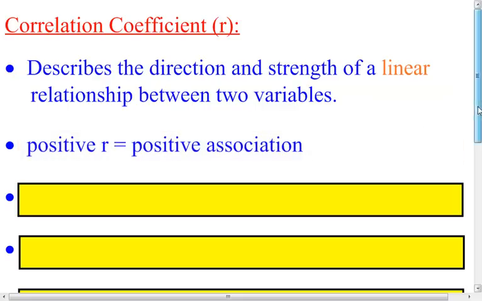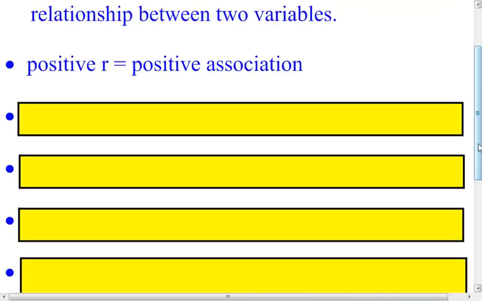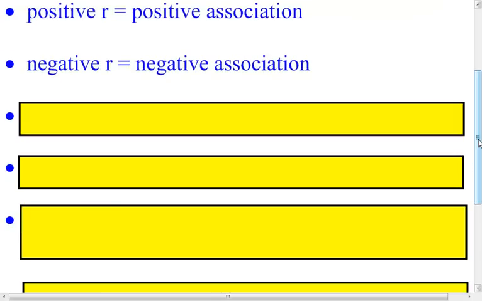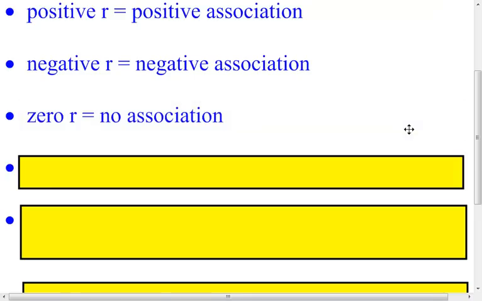If your R value is positive, then you will have positive association, meaning if you graph it, it looks like it has positive slope. Obviously, if your R value is negative, you'll have negative association, meaning when you graph it, it has negative slope. If your R value is 0, that means there is no association. I should probably throw the word linear in there: no linear association, because if you have dots in a perfect parabola, it may look like a really strong association, but it's not a linear association. So when you calculate the correlation coefficient for that, your R value will be 0.